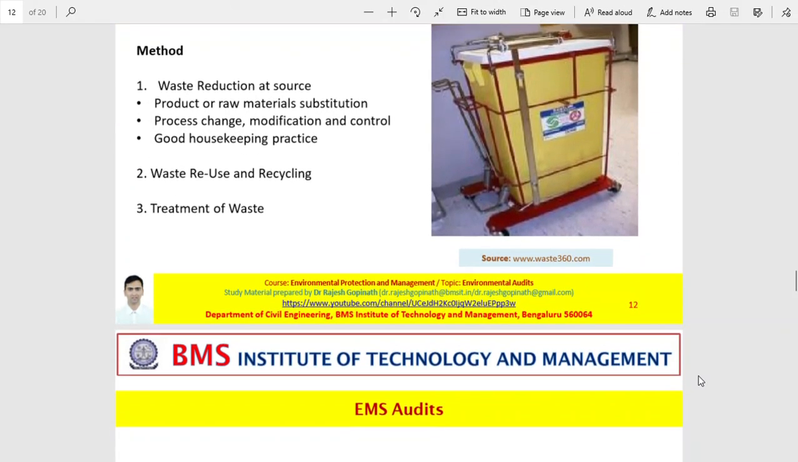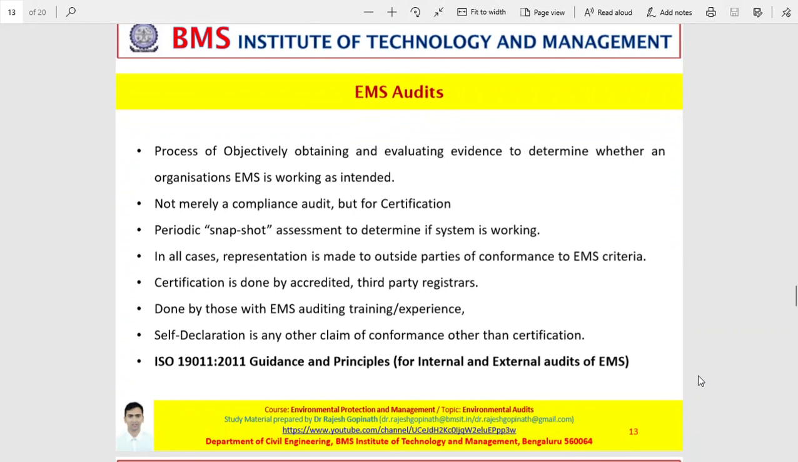Let's go on to slide 13. The most important topic, EMS audits. Let us have a brief understanding of what an EMS audit deals with. Firstly, this is not a compliance audit. This is basically for the certification process. This audit will tell you whether the EMS in your organization, or any enterprise for that matter, is working as intended. This audit can be carried out by any party involved.